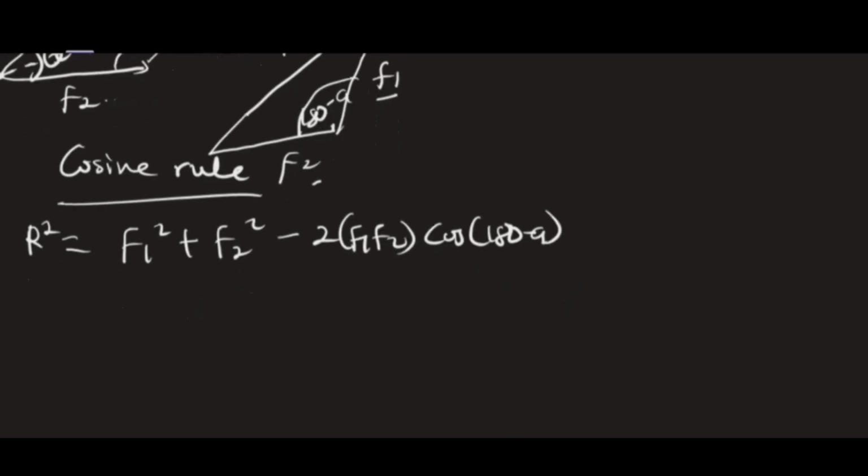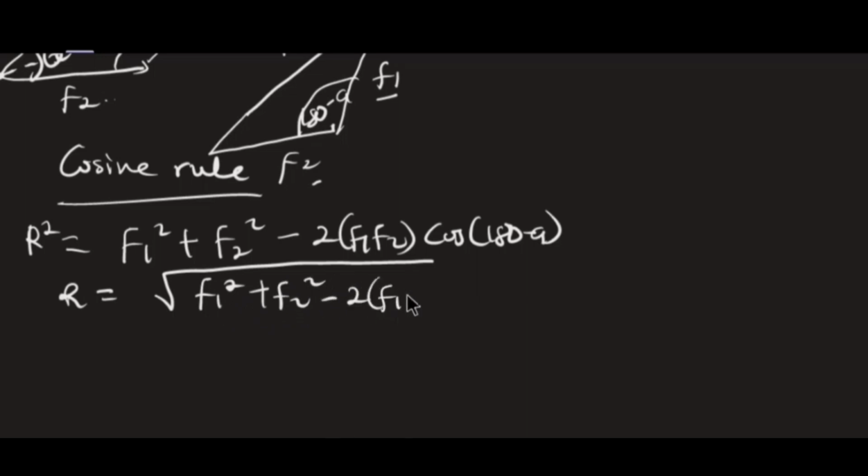Hence, our R is simply equal to the square root of the expression F1 squared plus F2 squared minus twice their product, then cosine of the angle 180 minus alpha. This gives us the magnitude of our resultant. Now let's see the direction.